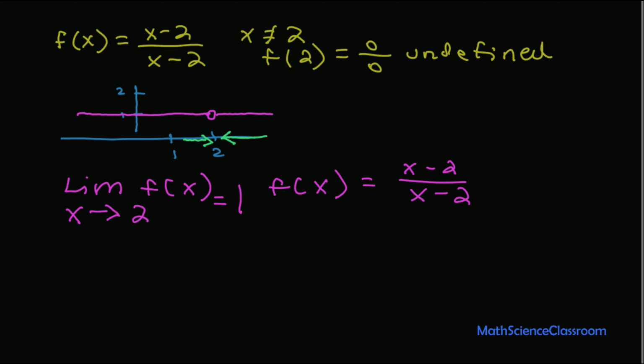Let's try another example. In this case, we're given a function f of x equals x squared, and we're told that x does not equal 2. So to understand the function, we're going to graph it. We'll draw a simple graph.